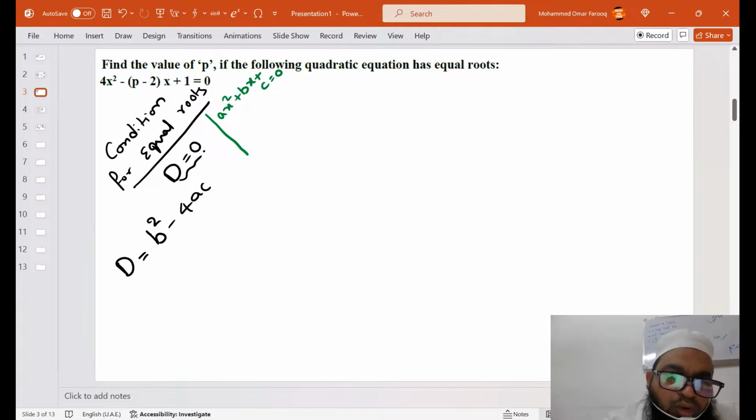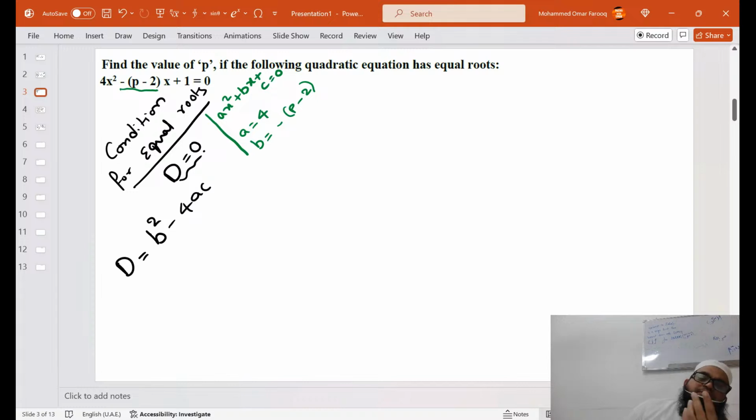So now a is what? The coefficient of x square. Here in the given problem, x square coefficient is 4. And what is b? Coefficient of x. It is minus of p minus 2. See, I can make it simple: if I transpose inside, it will be 2 minus p. I can make it, but don't make it. Now what is c? Constant 1. So now find out b square minus 4ac.